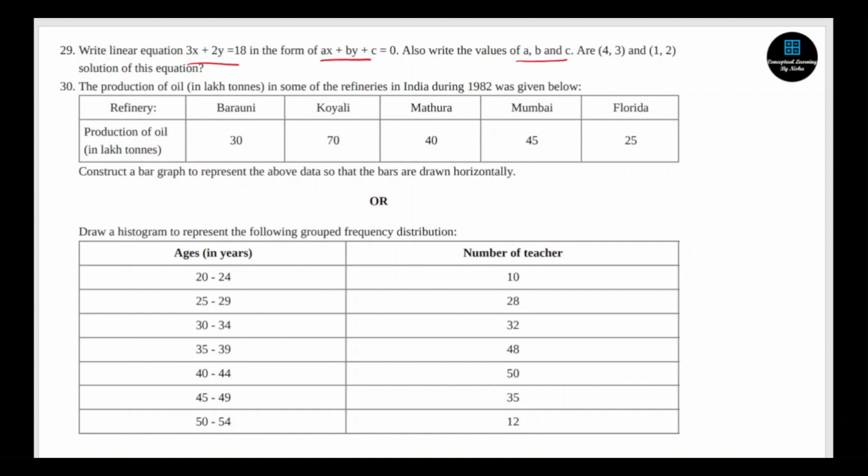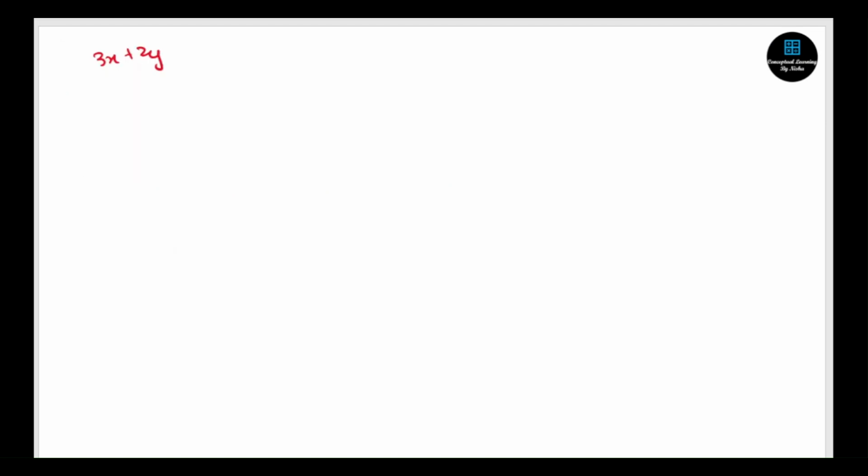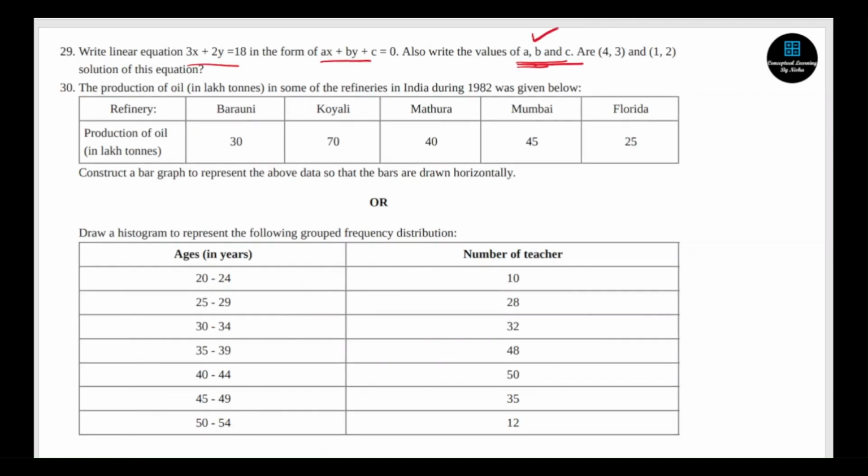Alright. So first of all, we'll write the equation in the standard form. So 3x plus 2y, and the constant you have to take on the left hand side, which is minus 18, equals 0. So we have written this in ax plus by plus c equals 0 form. On comparing this, I'll get a equals 3, b equals 2, c equals minus 18, right? So we are done with this. We have to write the values of a, b, c. Now we have to check whether these are the solutions or not.